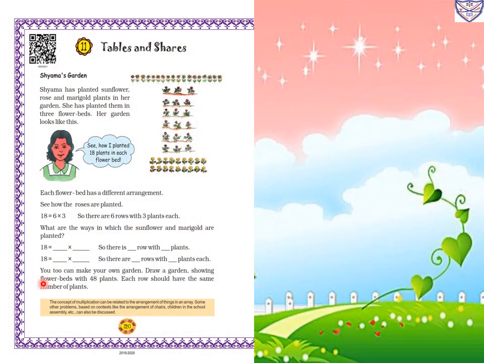Now you too can make your own garden. Draw a garden showing flower beds with 48 plants. Now we have to draw a flower bed with 48 plants. Each row should have the same number of plants. In this way each row should have the same number of plants. So how will we draw?